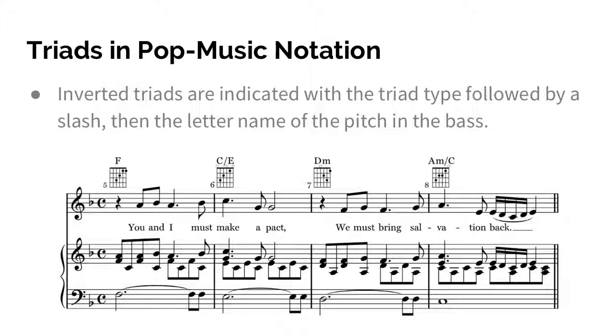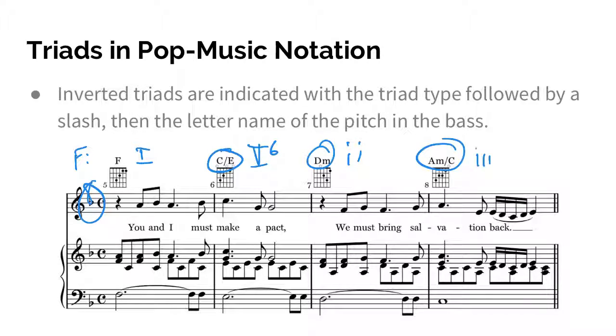Inverted triads, so we talked about first and second inversion. In the key of F here, I'm going to give you an idea of what this would look like if we had standard notation. We're in the key of F, hooray. So the F chord is one chord. Here we have C over E, that's actually a first inversion 5 chord. Then we have a D minor chord, which is the 2 chord. A minor over C, which is super fun. So this is the 3, 6 chord.